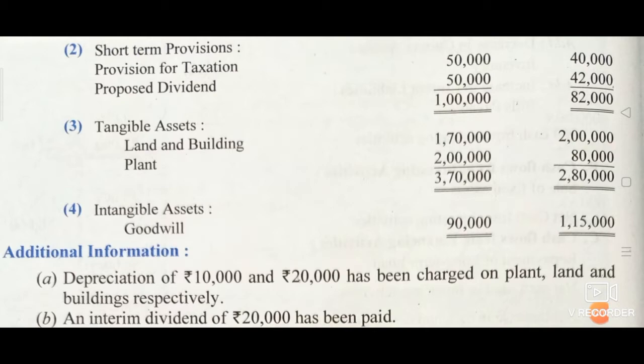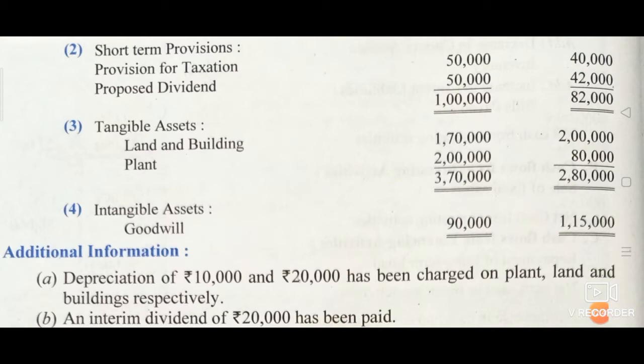Proposed dividend. Last year's proposed dividend rupees 42,000 and current year's proposed dividend rupees 50,000. So last year's proposed dividend will be paid, that is rupees 42,000 current year. Current year's proposed dividend rupees 50,000 is given.